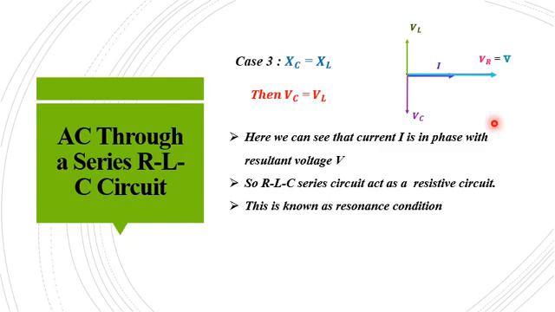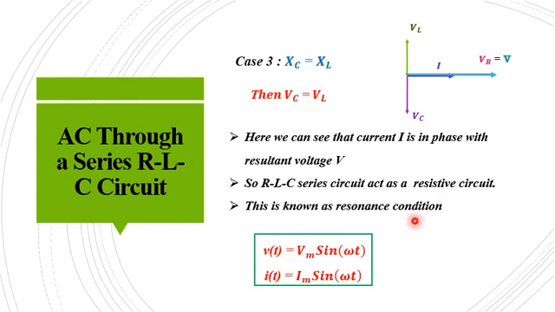Because the total impedance Z is equal to root of R square plus XL minus XC the whole square. Since XL and XC are equal, the total impedance Z is equal to R. So impedance is minimum. That means the current is maximum. That is why it is known as a resonance circuit. So in this case, if the supply voltage v of t is equal to Vm sin omega t, then the supply current will be equal to Im sin omega t.